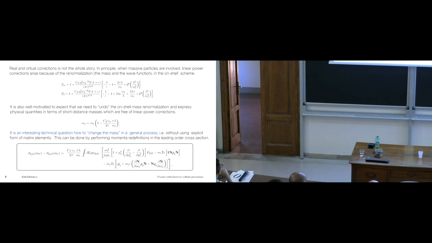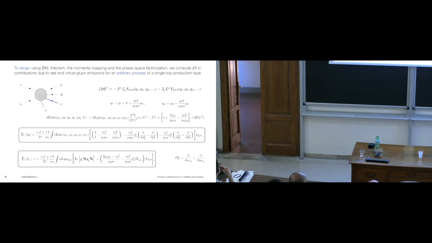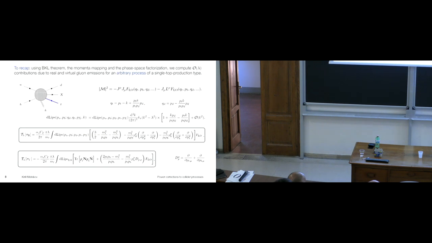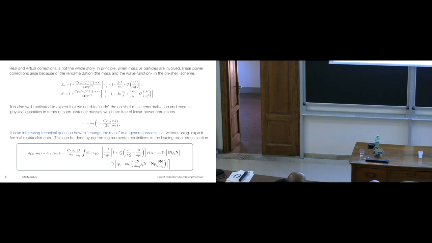Now, it is also an interesting technical question how to perform this mass redefinition for a very general process. If you have a process where you parameterize the phase space and know the matrix element, you can change the mass. But if you don't know that, then it becomes an interesting question how to do this. It turns out that you can again construct some momentum redefinition for the top quark and for the other outgoing quark, in this case D, so that at the end of the day you can write down a general formula that connects the cross sections evaluated with the pole mass and with the short distance mass. And again, this is a general formula as you see here.